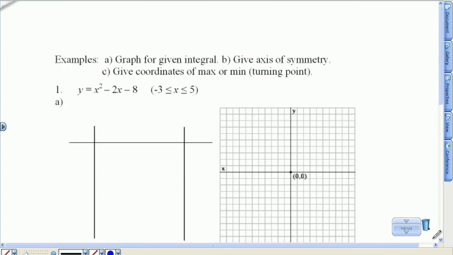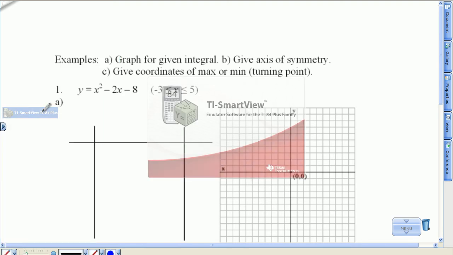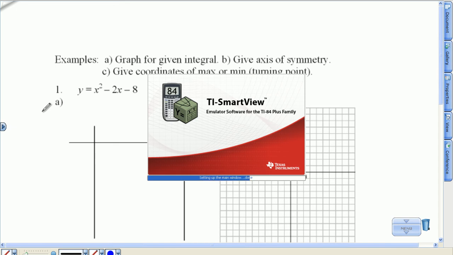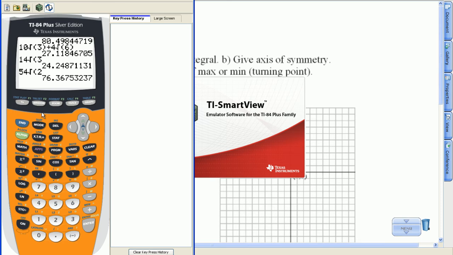Alright, so let's take a look at these two sample problems here. We'll talk about it a little bit as I load up your calculator. We are going to graph it for the given interval. We are going to find the axis of symmetry. We are going to give the coordinates of the max or the min from the turning point. And once this is graphed, it's pretty easy to pull that off the graph.